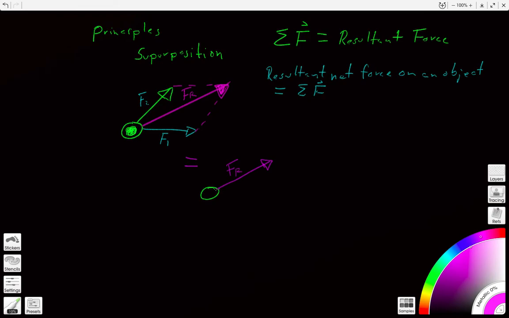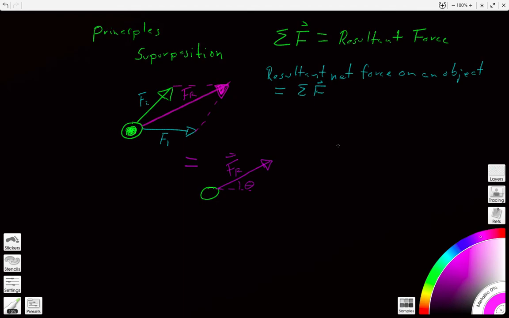Okay, so we can add all of the forces that are acting on one object and simply state that there is a resultant force. And the resultant force is also a vector, right? Because it has both magnitude and it has some sort of direction as well. So this is the principle of superposition. The resultant net force on an object is equal to the sum of all forces.